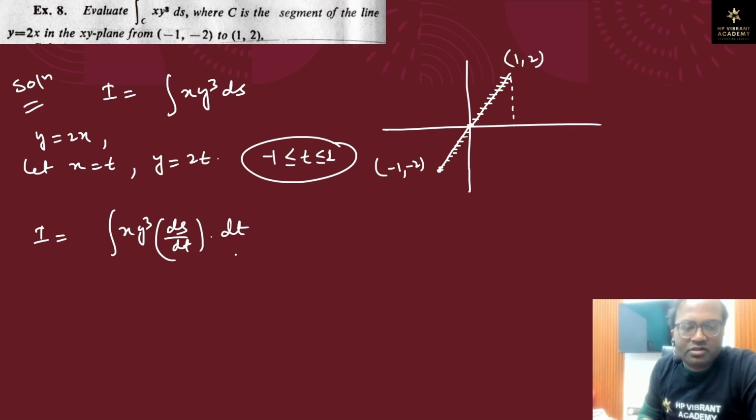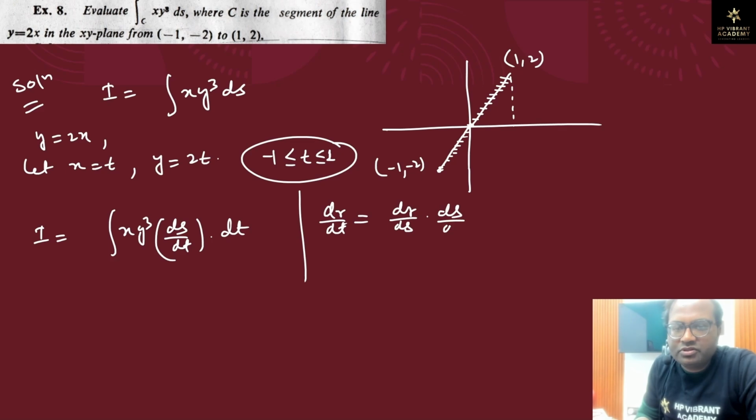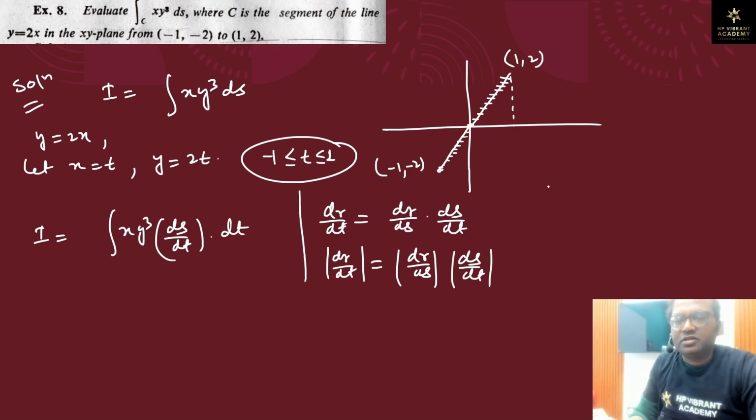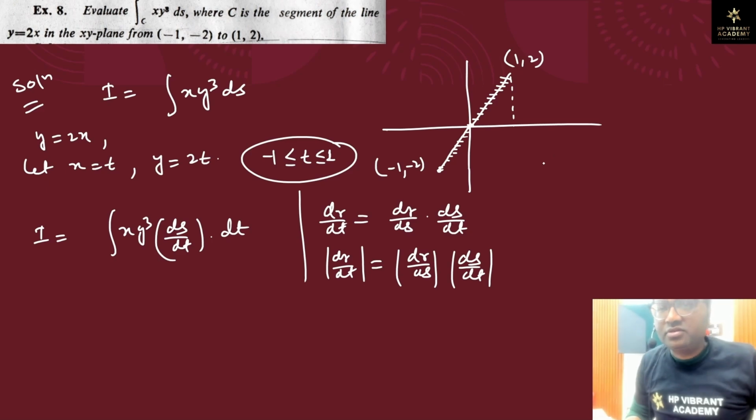Let us convert everything in terms of t. So let us first find ds upon dt. How we can find this? We have dr upon dt, which we can write as dr upon ds into ds upon dt. So let us take the mod of both sides. We have mod dr upon dt as mod dr upon ds into mod ds upon dt, and ds upon dt is a scalar quantity because s is the arc length. Suppose we take a curve, then s is the arc length.